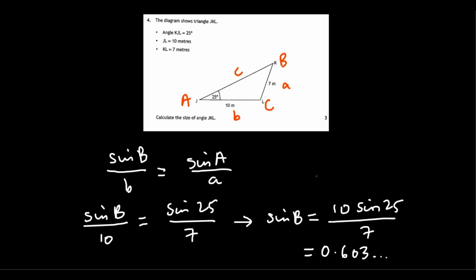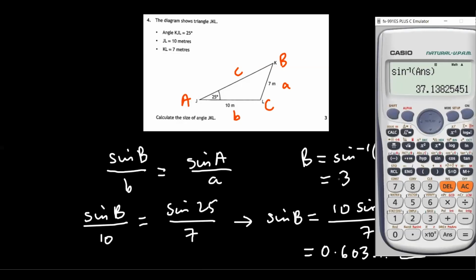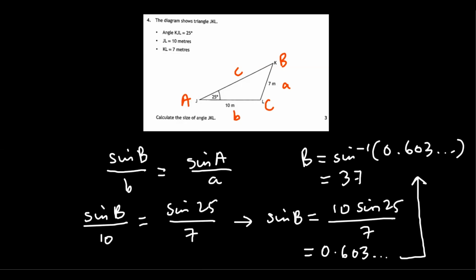So I'll just write it up here. You shouldn't do this in the exam, by the way. It's better to use more paper, but I'll just write it here. So B equals inverse sine of 0.603 and so on. And that gives 37.1 degrees.